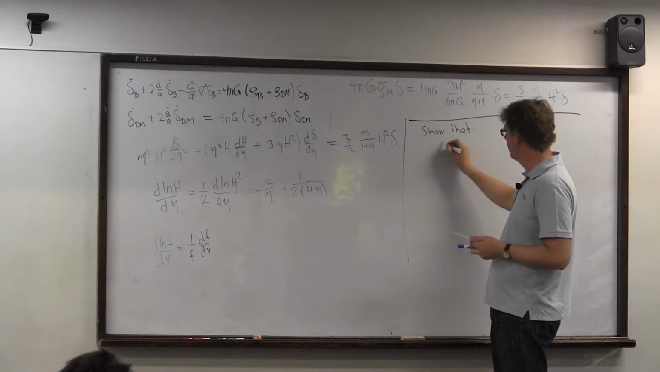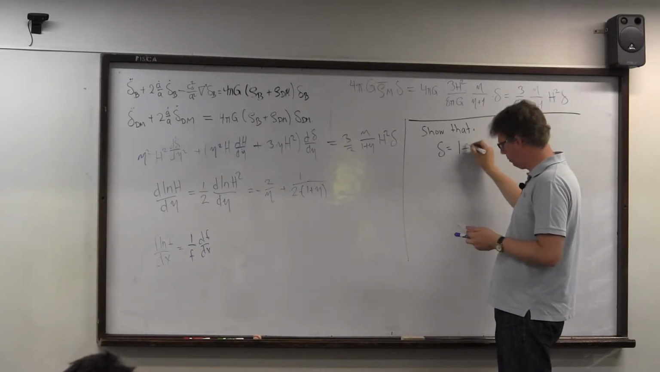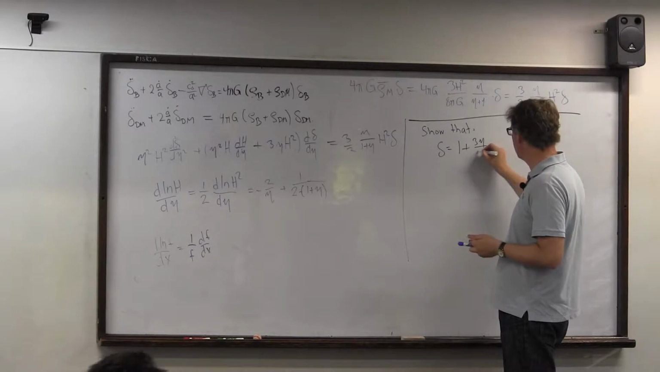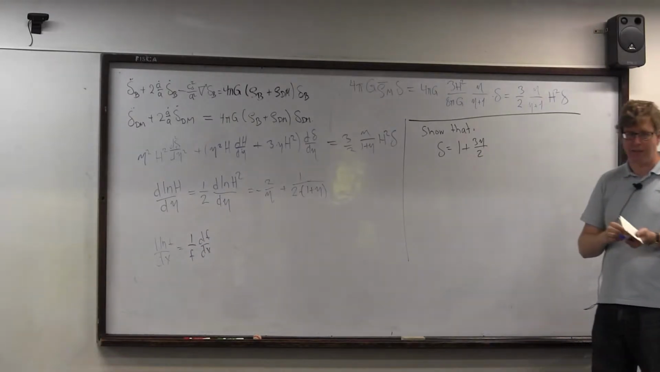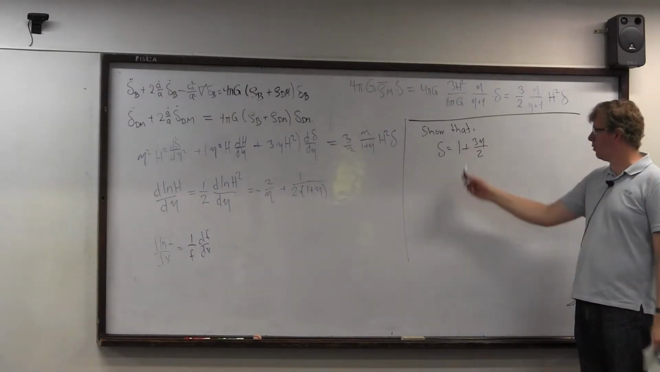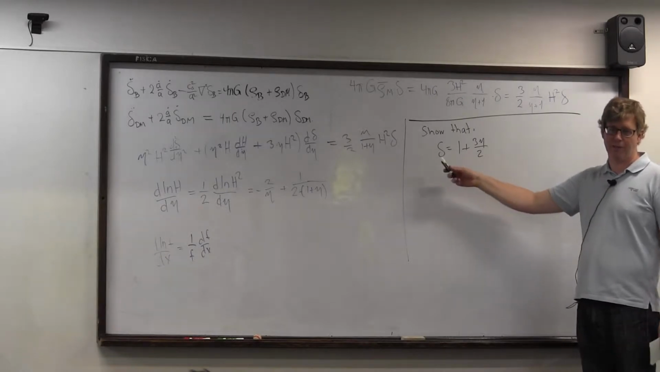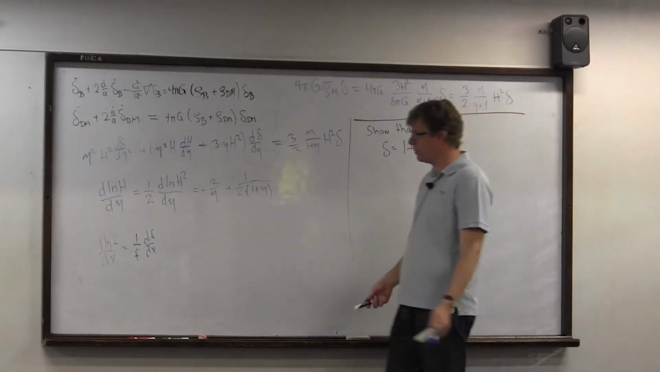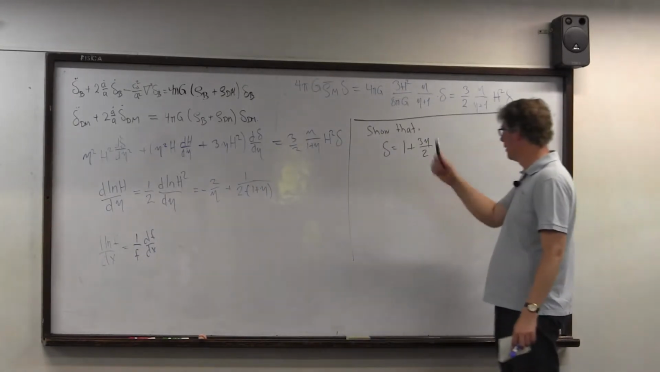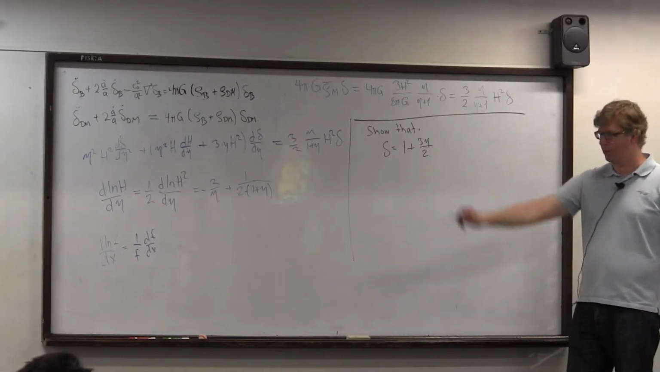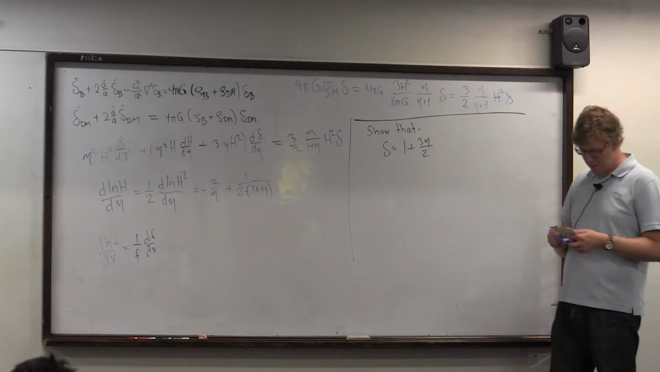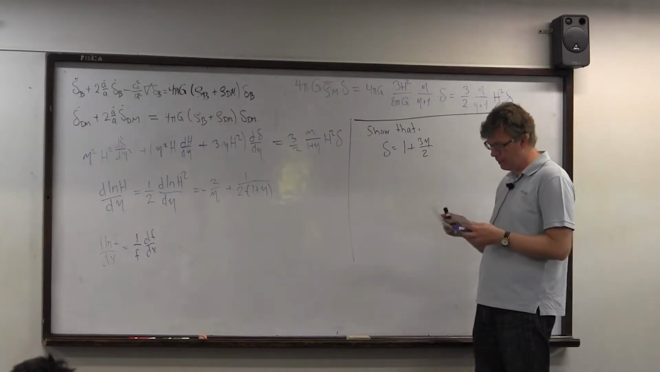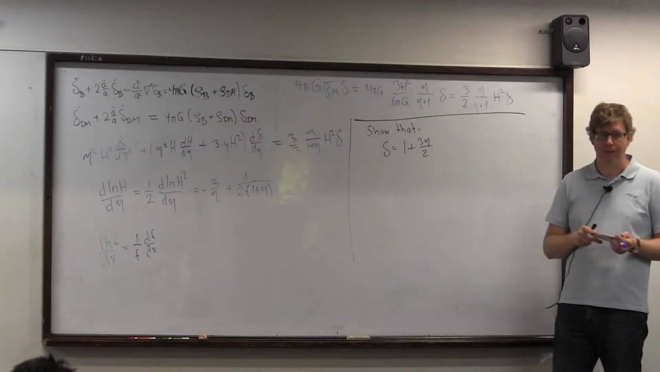And that is that delta is 1 plus 3 eta over 2. That's super easy. Okay, you have the equation. You just take the derivative of delta with respect to eta. The second derivative is 0. The first derivative is 3/2. You can plug that into the equation. That's very easy. But the important thing is, what does this mean?